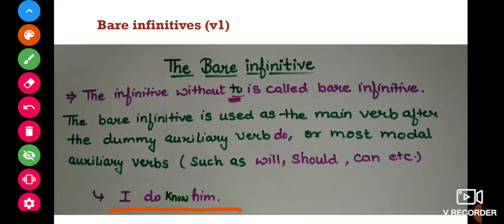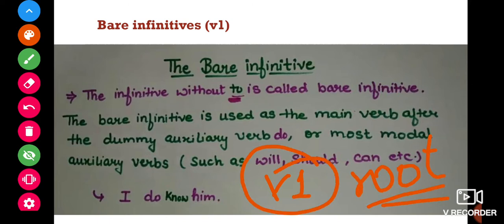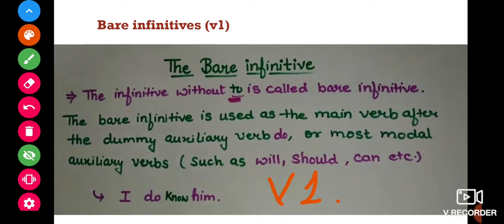For example, I do know him. Here do is the dummy auxiliary verb and know is the bare infinitive. Now if there is no to, how will we come to know that the word is a bare infinitive? Always look for words which are V1, that means words in their root form. Whenever we encounter V1 and before it there is some dummy auxiliary verb, real auxiliary verb or some other verb, this V1 will be our bare infinitive.